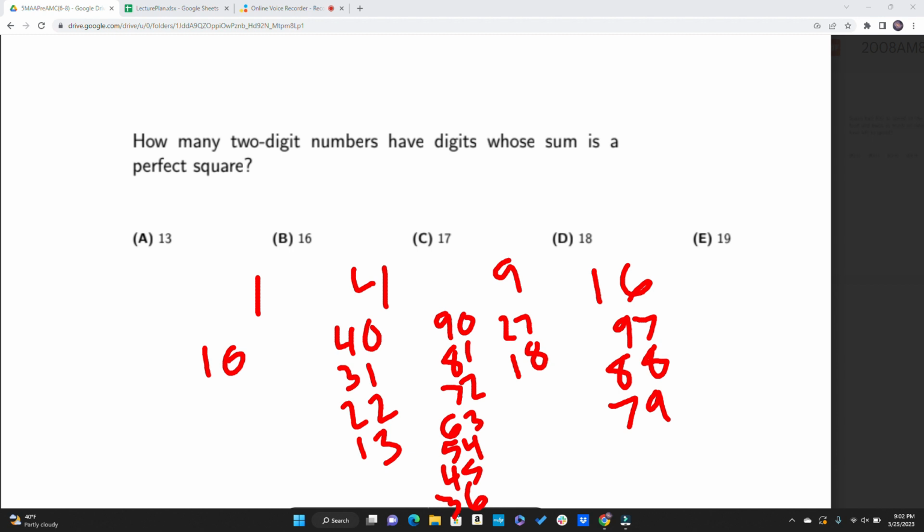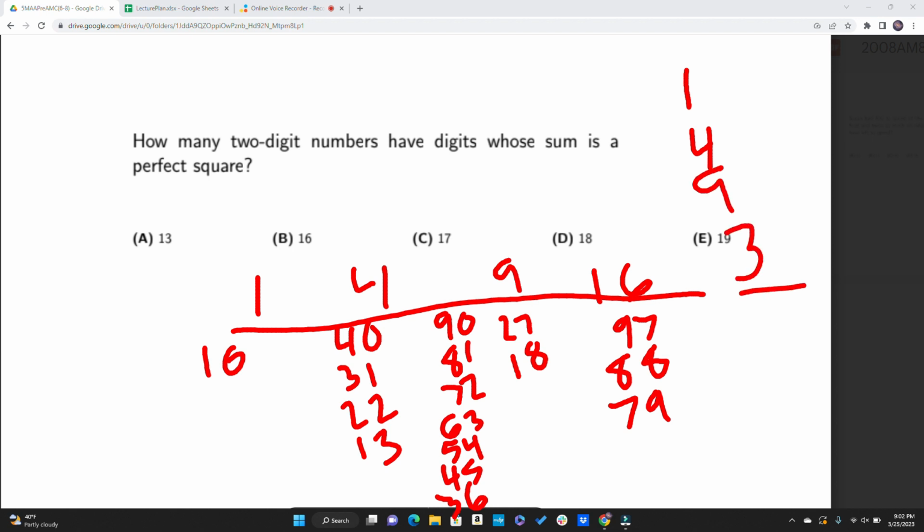So here are all of our two-digit numbers whose digits sum up to make a perfect square. So we've got 1, 1, 4, 4s, 9, 9s, and 3, 16s. So our answer is 17, answer choice C.